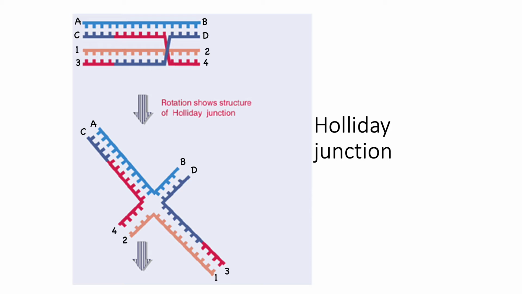Now, at some point, we need to resolve this and separate the two chromosomes back again. And the way it resolves will determine what the outcome is, whether there was recombination and where it occurred, because this Holliday junction, after it's formed, can move up and down the chromosome. And where it is when it's resolved can make some difference.